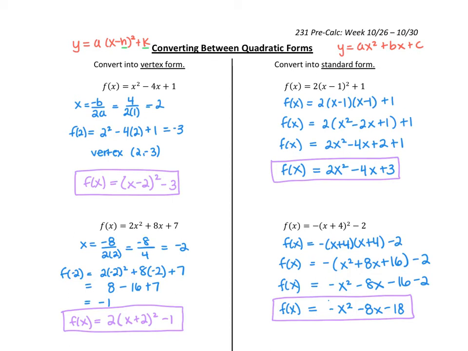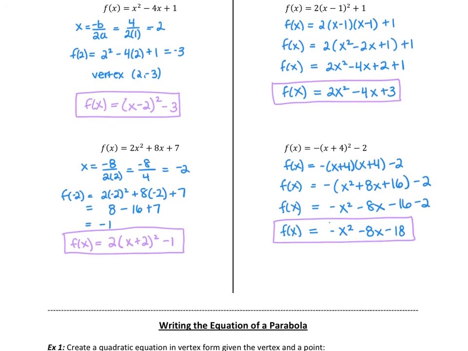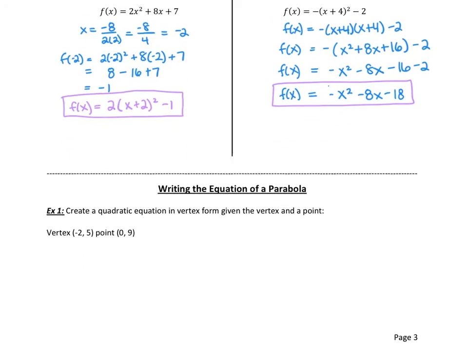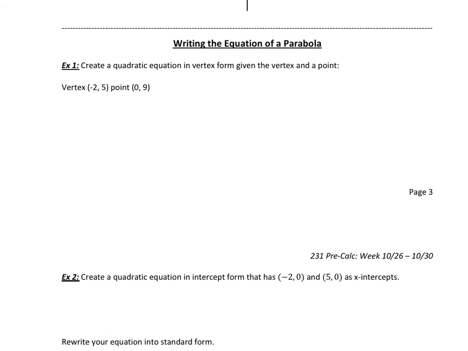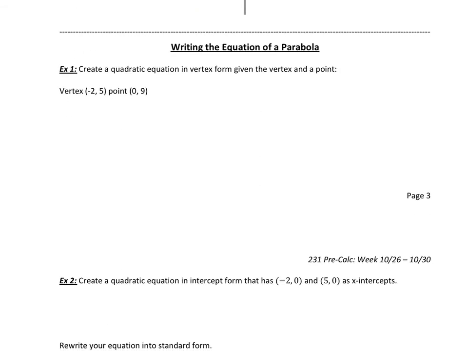Alright. And then the next part we're going to look at is focus on writing equations of quadratics, writing equations of parabolas given different information. So in example 1, we are going to create a quadratic equation in vertex form, given the vertex and a point. So let's start with what we want. We want a quadratic equation in vertex form.